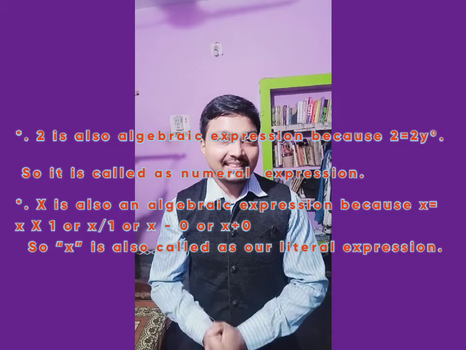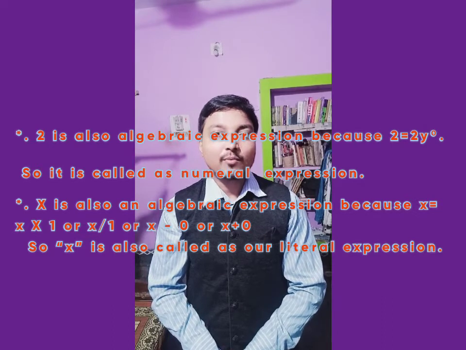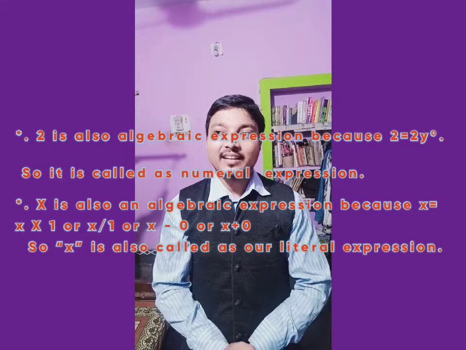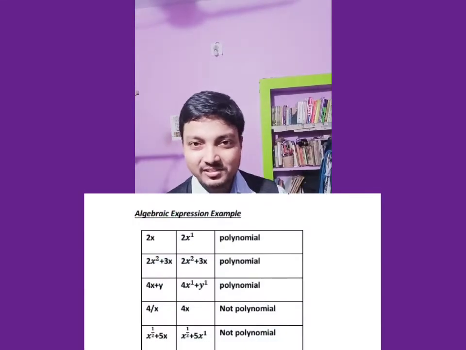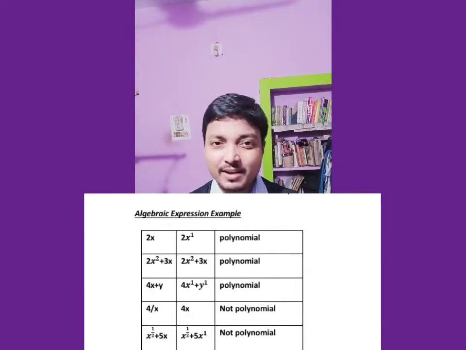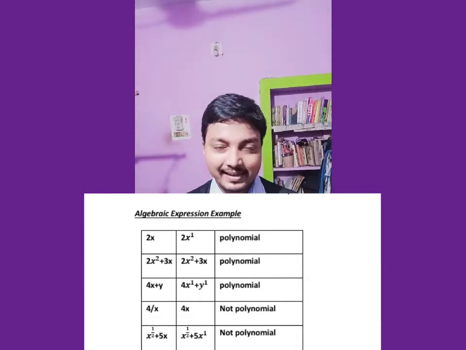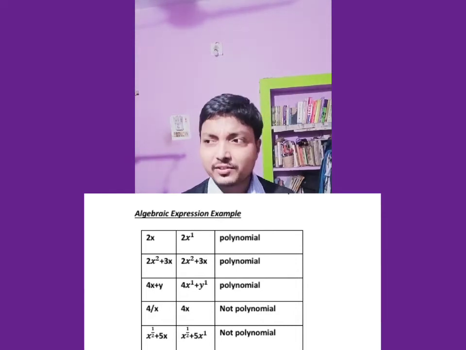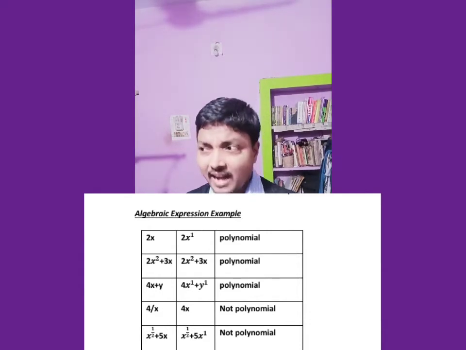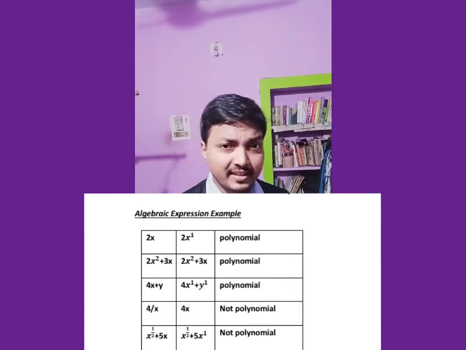So this type of algebraic expression we can call the literal algebraic expression, otherwise literal expression. Ready? Thereafter we will discuss what we mean by real polynomial. I am showing a few algebraic expressions, and from them I will show which are polynomials. First one is 2x. Another is 2x square plus 3x. Another is 4x plus y. Then 4 by x. And the last one is x to the power 1 by 2 plus 5x.